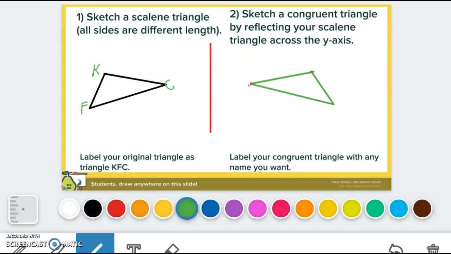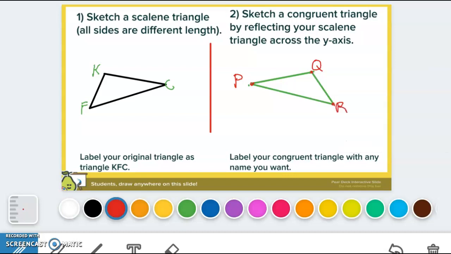Now you can label your congruent triangle with any name you want. So instead of KFC, what do I want to call it? I'm going to call it PQR. So I'm going to get my pen. P, Q, R. Those are my vertices.